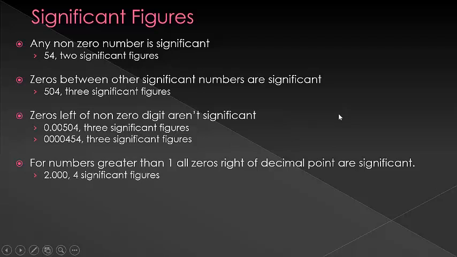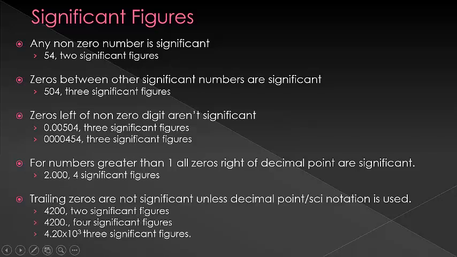For numbers over 1, when we have zeros to the right of the decimal point, these are going to be significant. So if you had 204.00, those to the right of the decimal point are significant. Trailing zeros are not significant. However, if you use a decimal point or scientific notation, they are. So what do we mean by trailing zeros? Something like 4,200.